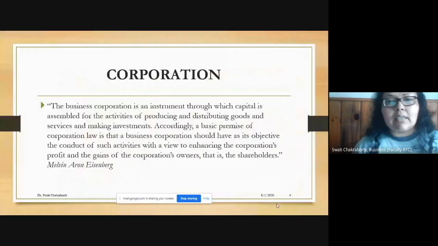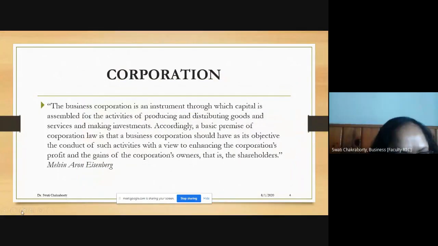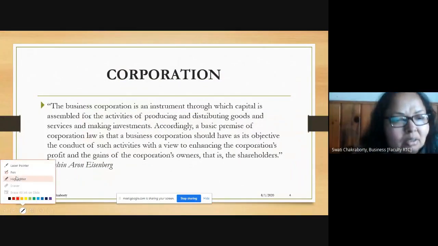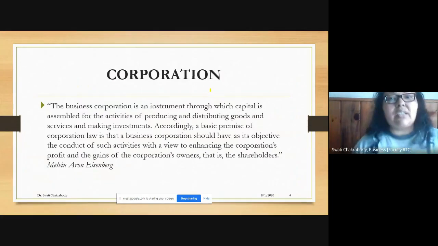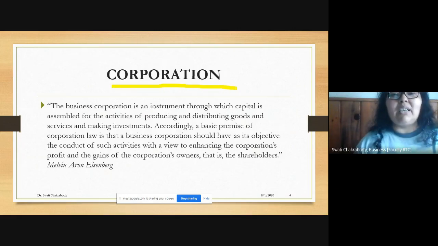So let's start today's class with the different features and history of corporation. But when we start this unit, let us first talk about what a corporation is. That's what you need to know.